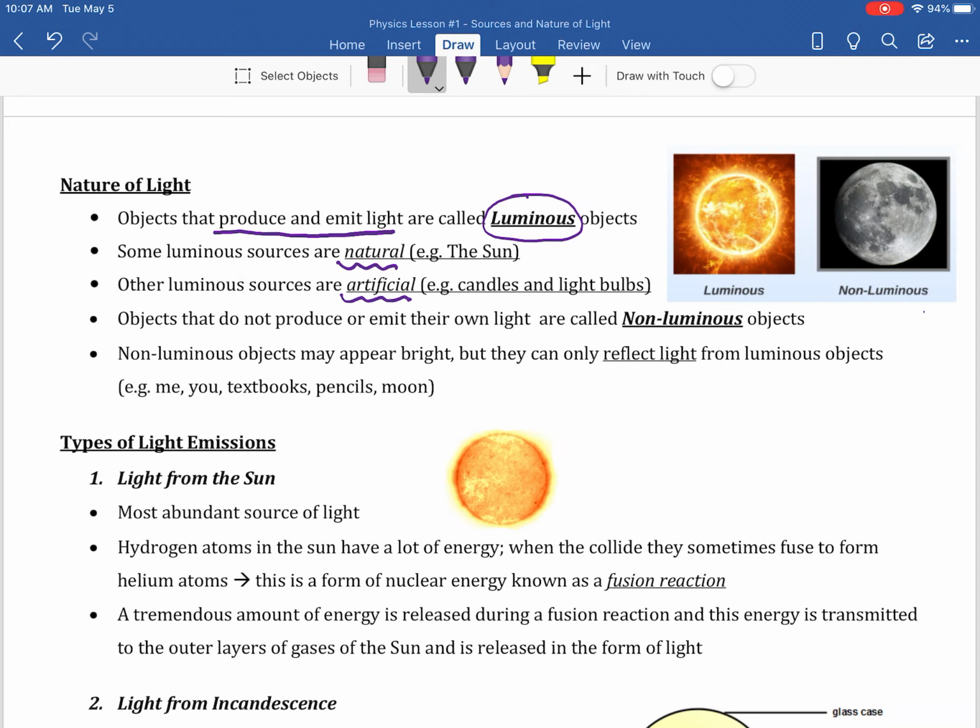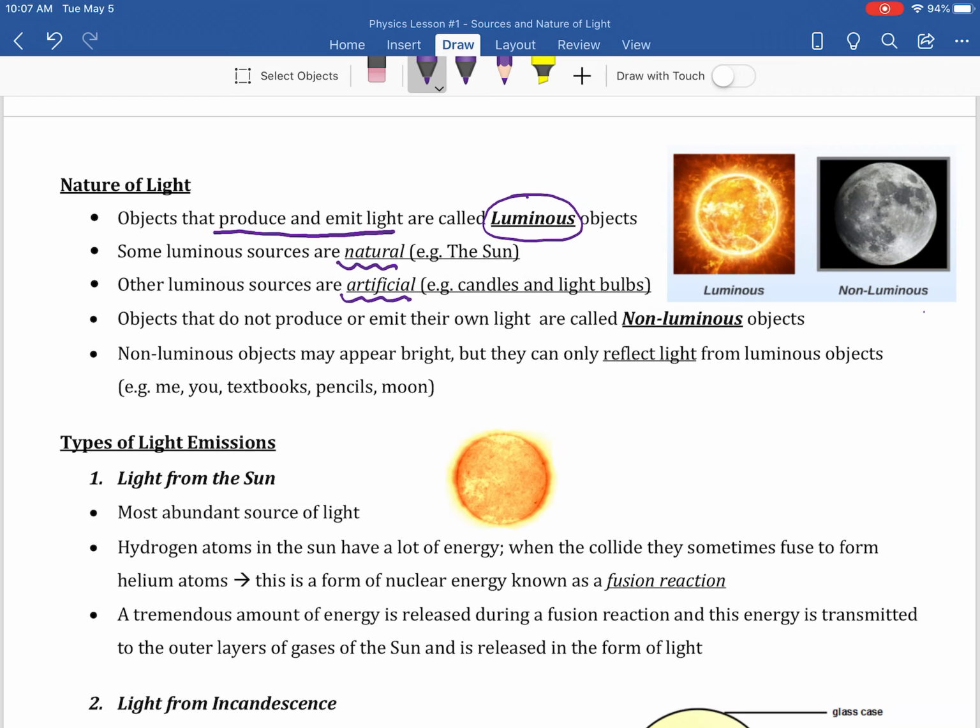Okay, so the most obvious luminous object that is natural is the sun. And the other artificial luminous sources could be things we made, like a light bulb that can give off light, a candle that can give off light. Okay, those were things that weren't always around.